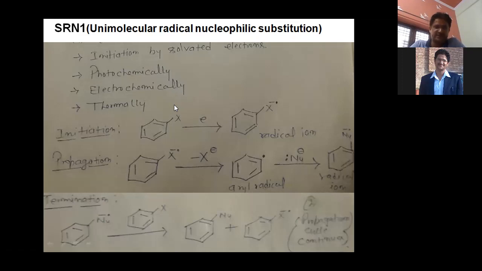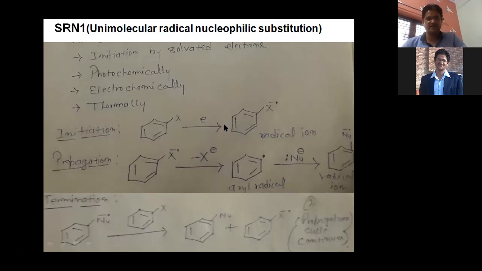Sometimes electricity or electrochemical energy interacts with your solvent molecule, and then the solvent molecule easily releases one electron. Or sometimes it is a thermal condition. If you apply heat, then in the presence of heat the solvent loses its electron, and that electron is the key of the unimolecular radical nucleophilic substitution reaction because it is the initial step.